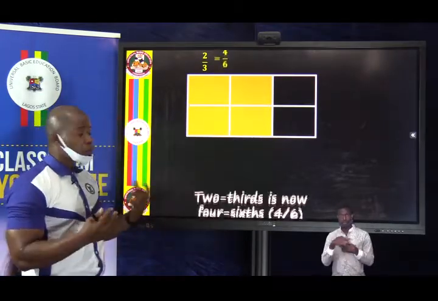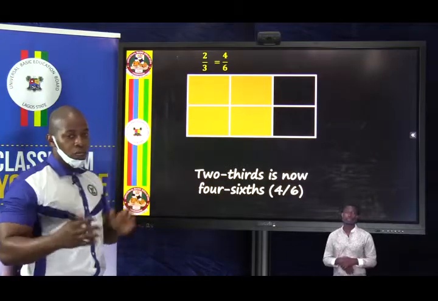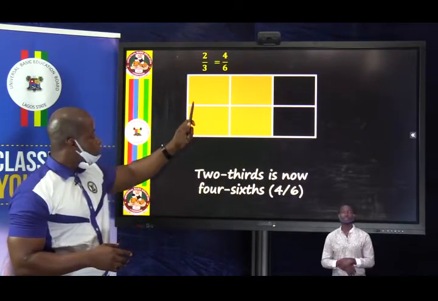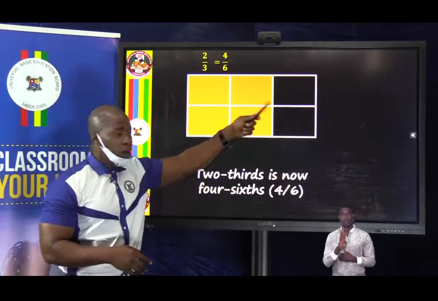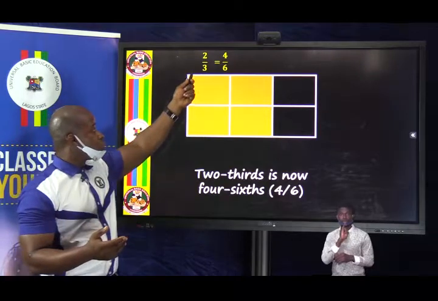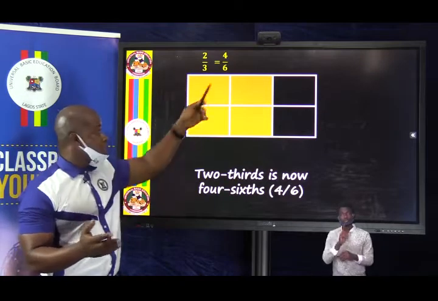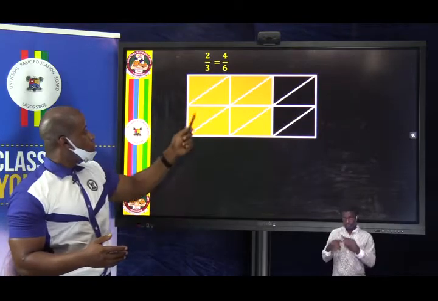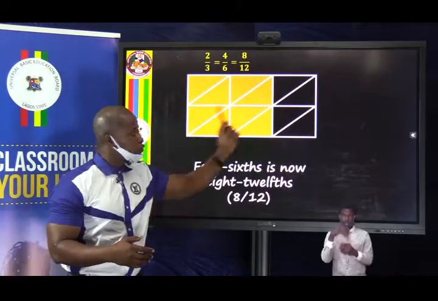Okay, so now I increase the number of shaded rooms, but I do not increase the size of the rectangle or the yellow rectangle. So now I have 4 rooms shaded out of 6, but the size is still the same, and that means that the first one, 2 out of 3, is the same thing as 4 out of 6. So we'll do likewise. I continue to increase the rooms. Now we have 8 out of 12.